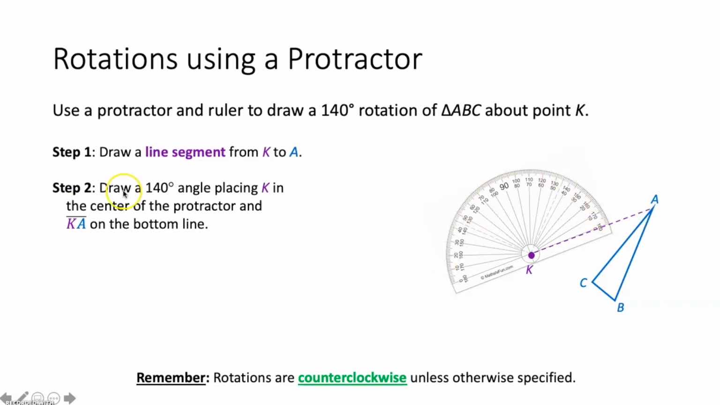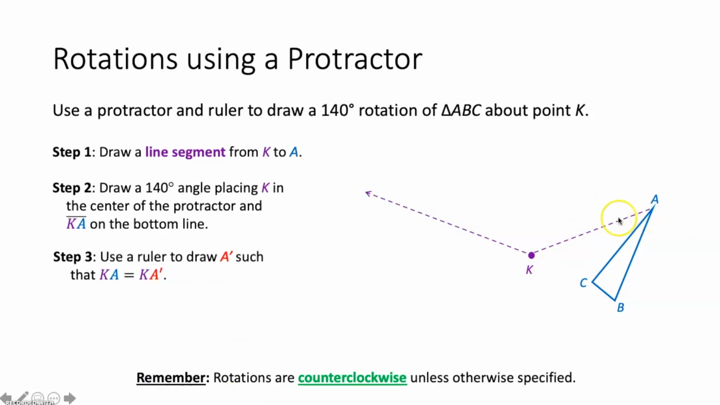Now, it says we're going to draw a 140-degree angle, placing K in the center, done, and segment KA on the bottom line. Sweet. So all we have to do now is draw our angle. We're going to look at the bottom numbers here because those correspond with our angle that we're forming right here with segment KA. So we raise to 10 degrees, 20, 30, 40, 50, 60, 70, 80, 90, 100, 110, 120, 130, 140. Next, I'm going to draw a ray starting at point K and going through that 140-degree line, thereby creating that 140-degree angle with segment KA.